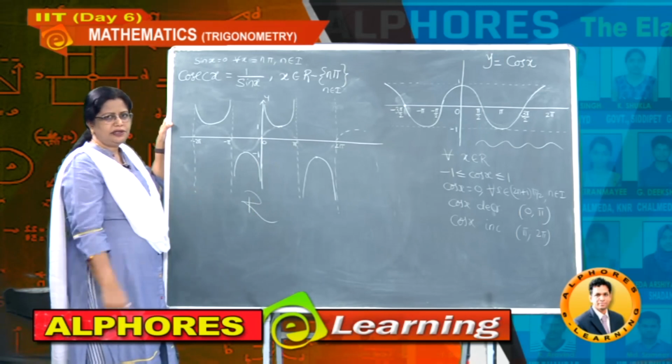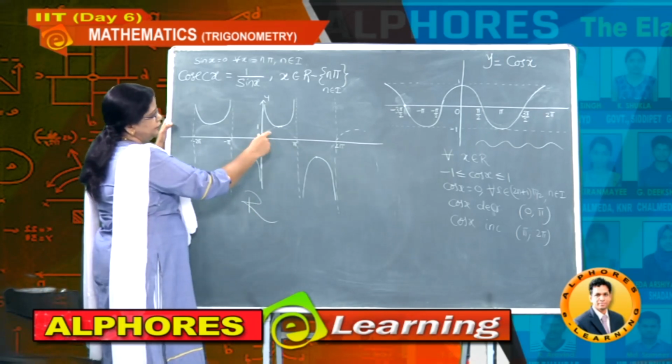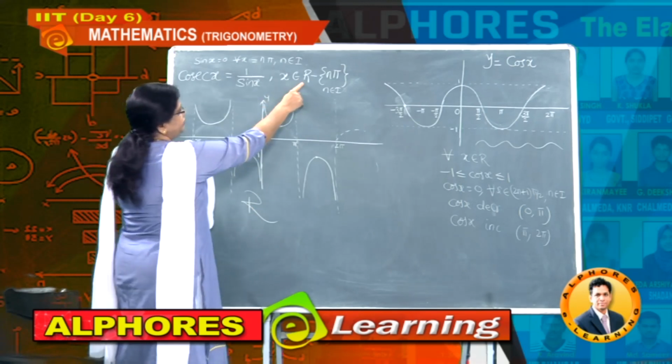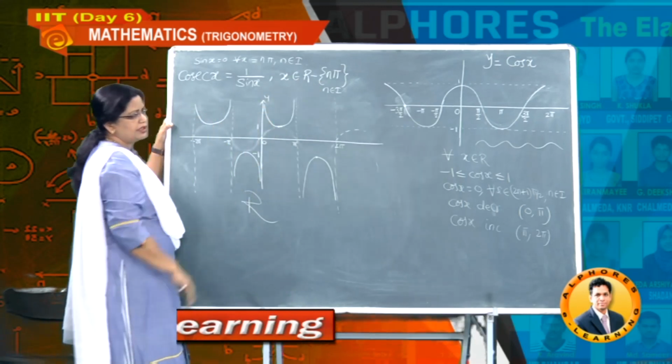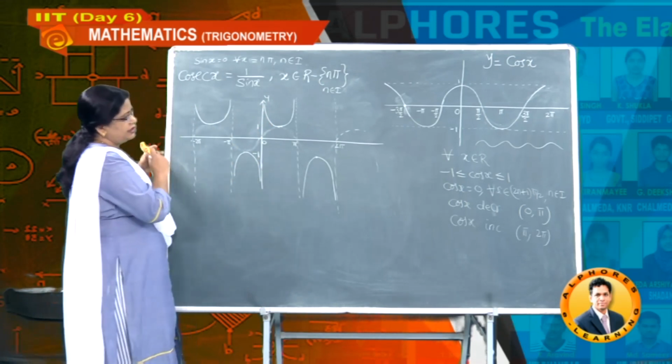Sure, it is not continuous. Over the set of real numbers, breakpoints are there, but over the set R minus n pi, the function is continuous. And next, what are the other observations?